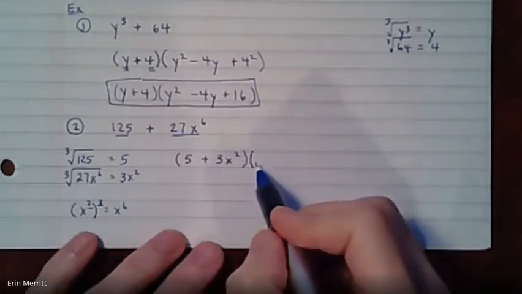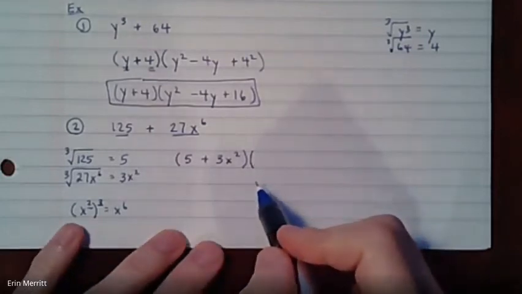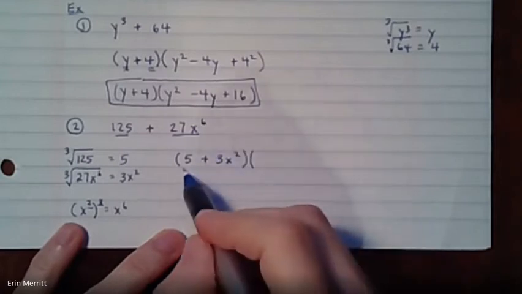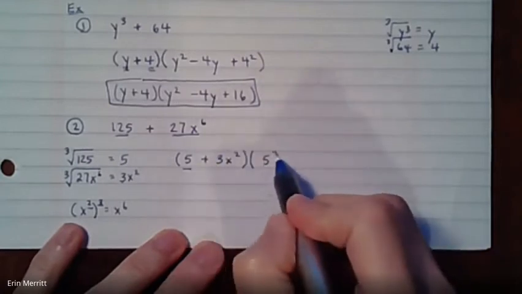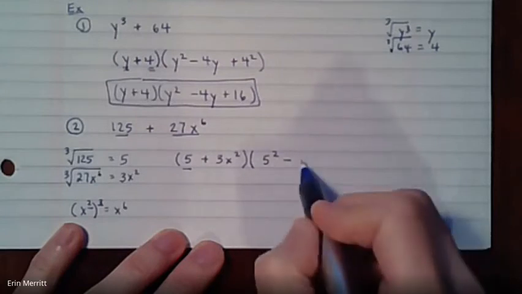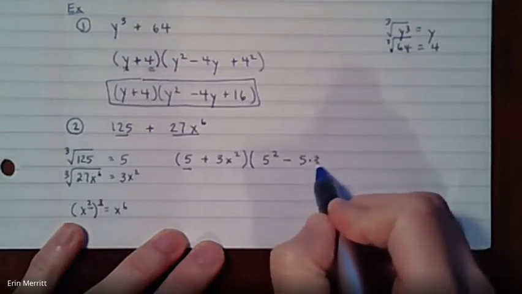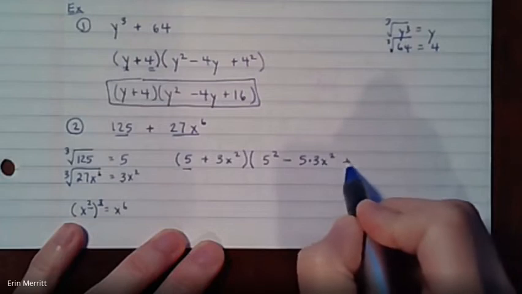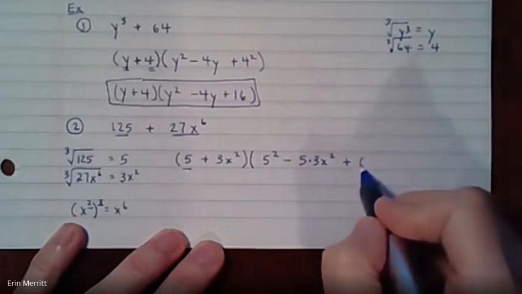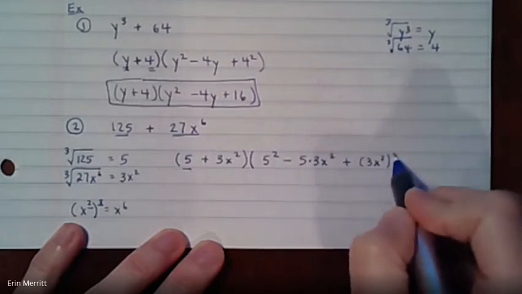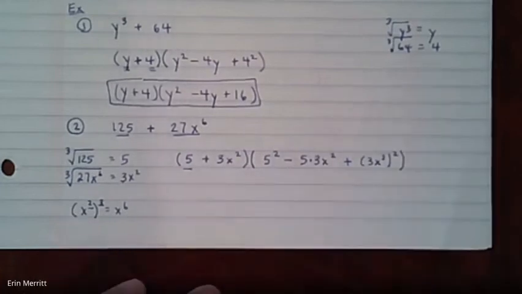All right, into the second piece of it. Then what we have is the first term squared, so 5 squared, minus the product of the 2, so 5 times 3x squared, and then plus the last part squared. So I'm going to put that in parentheses to make sure I square the whole thing.